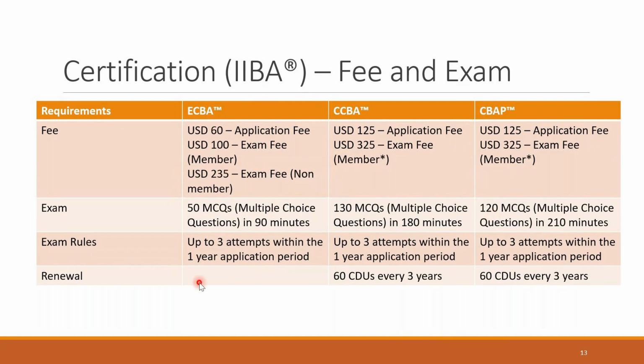Now, ECBA does not have any renewal criteria. That means once you have it, you get the certificate, you don't have to renew it. But for CCBA and CBAP, you have to renew those certificates every 3 years. That means they are valid only for a period of 3 years, post which you will have to go for renewals. Renewals could be as simple as paying another fee and appearing for the exam again, or you participate in the activities that are conducted by IIBA, be a volunteer there, contribute there, and through your contributions, you earn CDUs. You can accumulate 60 CDUs and then use those CDUs to actually renew your certificate.